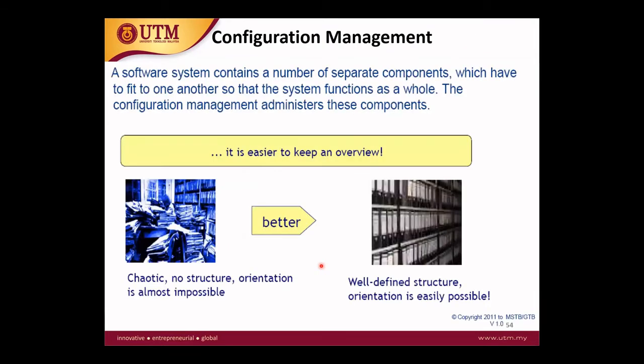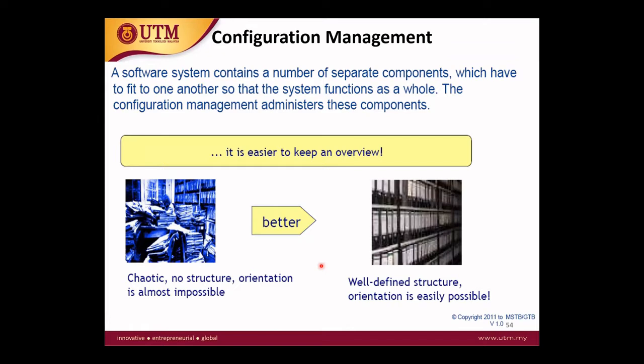As we know, a software system contains a number of separate components. Embedded systems also have hardware components, the common off the shelf and also the custom developed software. These components are needed to work as a whole for the system to function. This is the role of configuration management, where configuration management administers these components. So it is easier to keep an overview of the system.